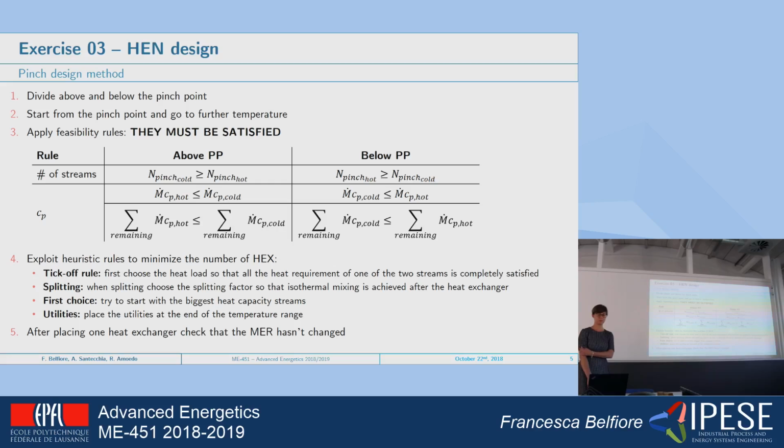Then you have a series of heuristic rules to minimize the number of heat exchangers. The first is the tick-off rule, so you will always try to satisfy at least the requirement of one of the two streams. Then the splitting rules, so you would like to have isothermal mixing at the outlet of the heat exchanger. Then we will see how to apply those rules in practice. You will always try to start with the stream having the biggest heat capacity, and finally you will want to place your utilities at the end of the temperature range.